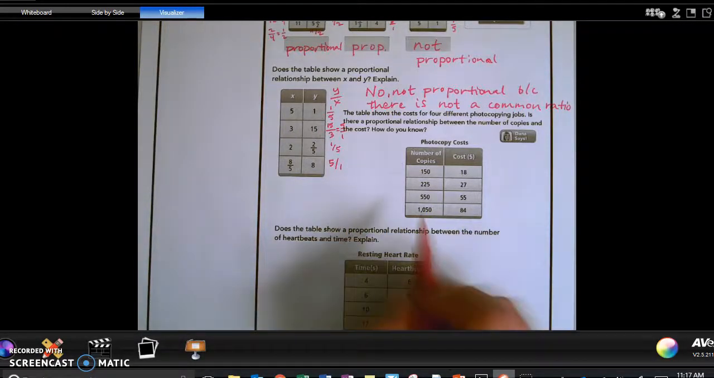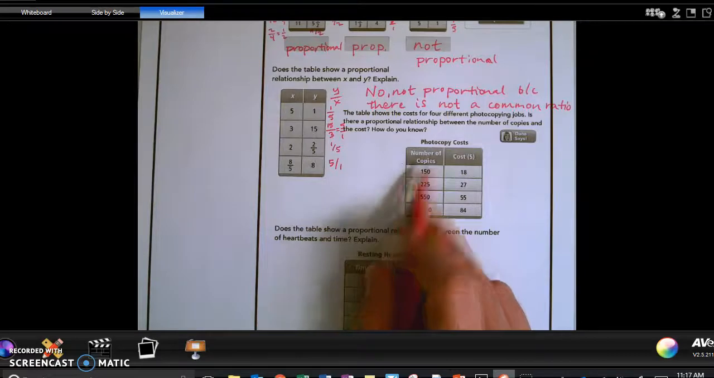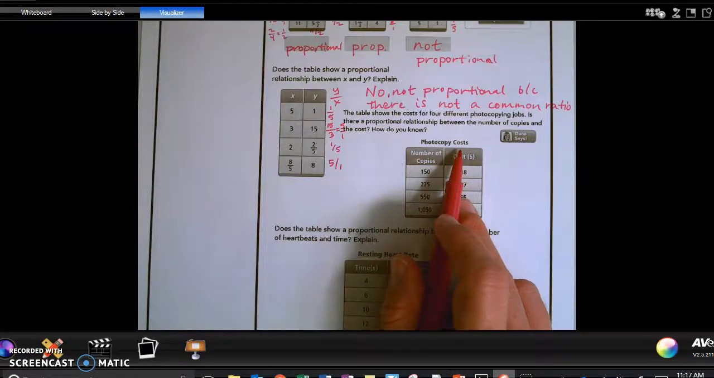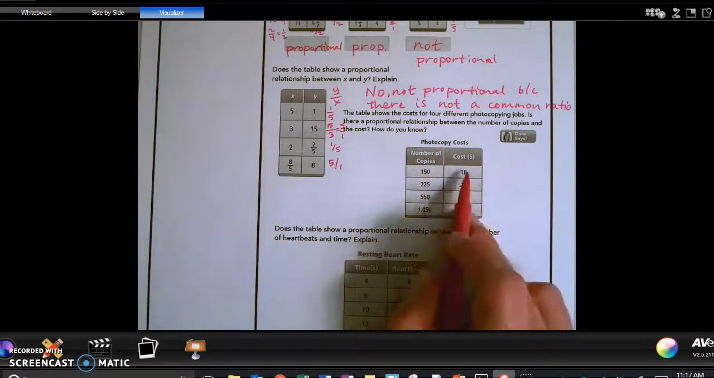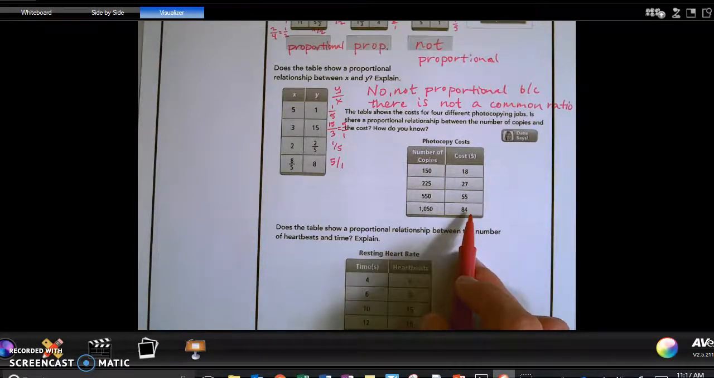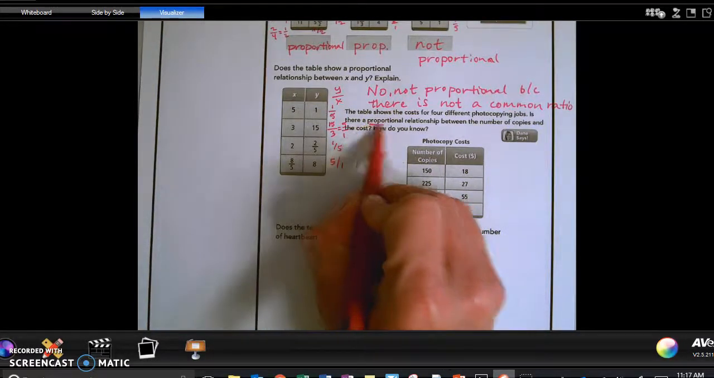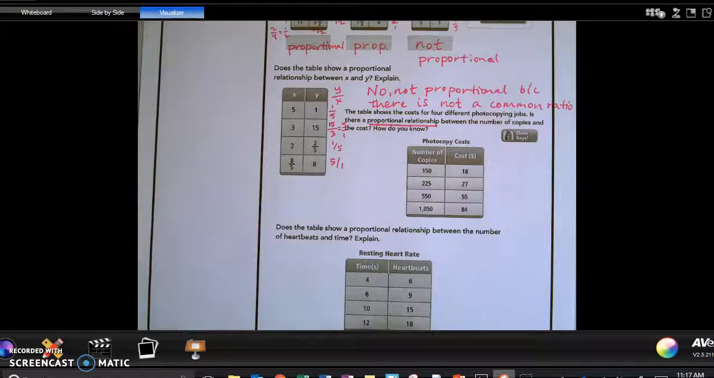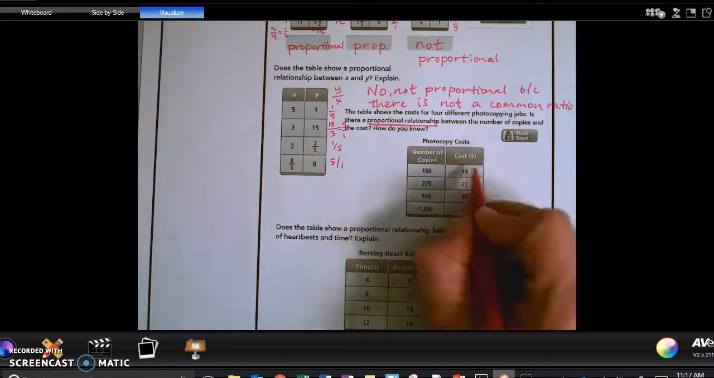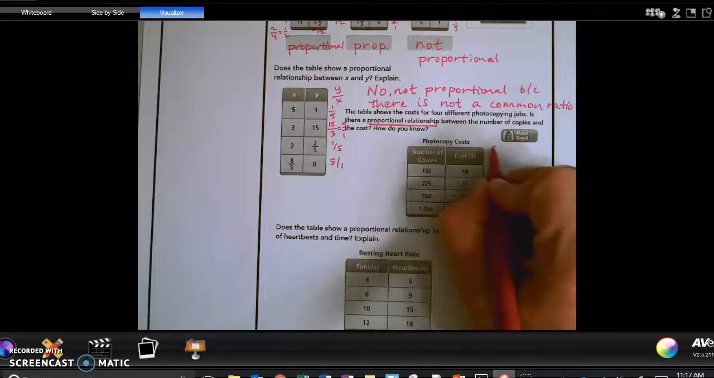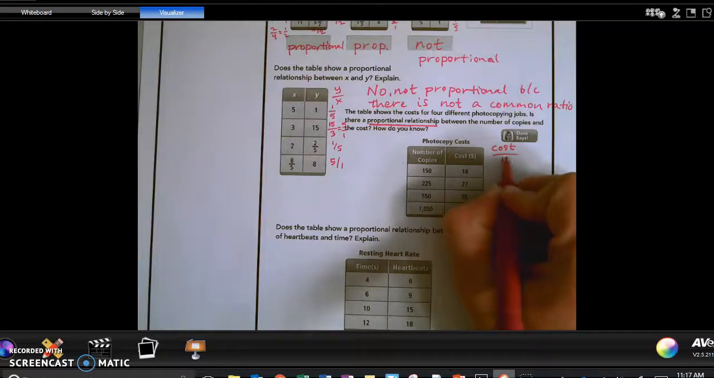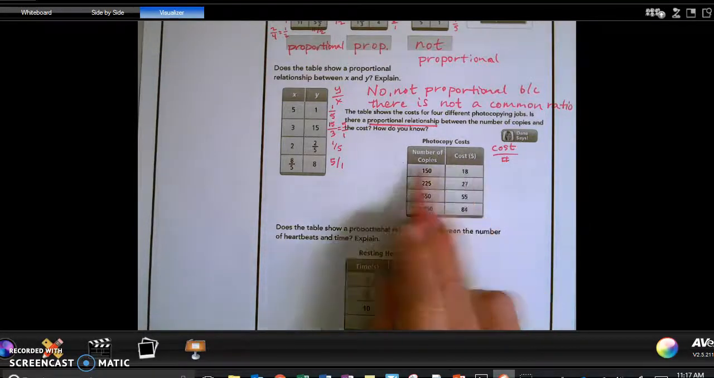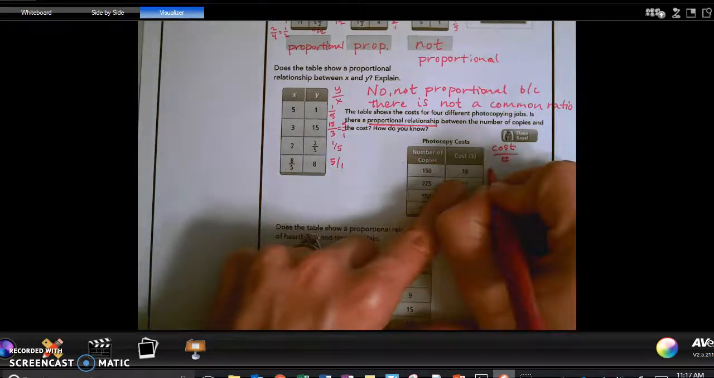So as I get to larger numbers, for example, these photocopy costs, if I'm looking at the number of copies and the cost for those copies, and I'm trying to determine if there's a proportional relationship, then I remember that I have to show that with equivalent ratios. So let's see how it plays out. So I will do cost to number of copies, again, y to x. So I will put 18 over 150.